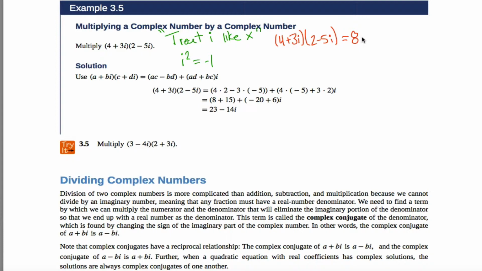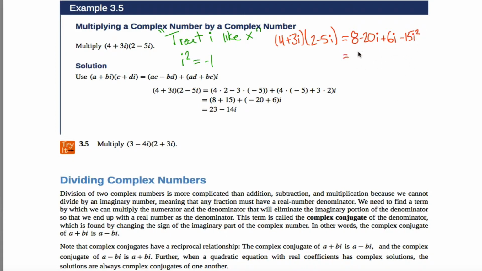4 times -5i. It'd be nice if that were just -20i, right? If this were an x, that's what it would be, because 4 times -5x is -20x. And in fact, it is, because I'm going to treat my i's like they're x's. 3i times 2 is 6i, I guess. And 3i times -5i, well, again, if those were x's, you'd take the 3 and the -5 and multiply those coefficients together, and then you'd say i times i is i squared. That's exactly what we're going to do here to get to this stage.